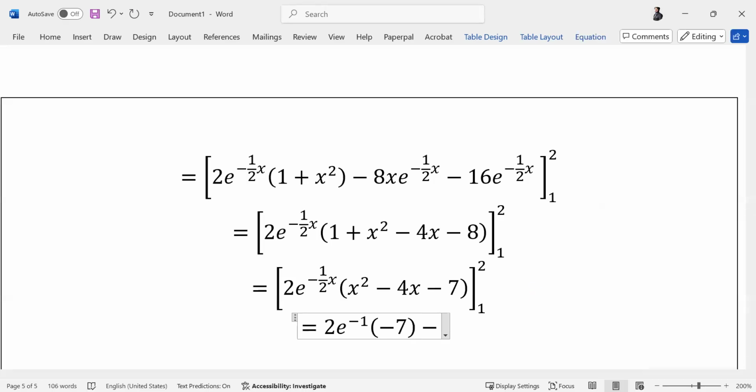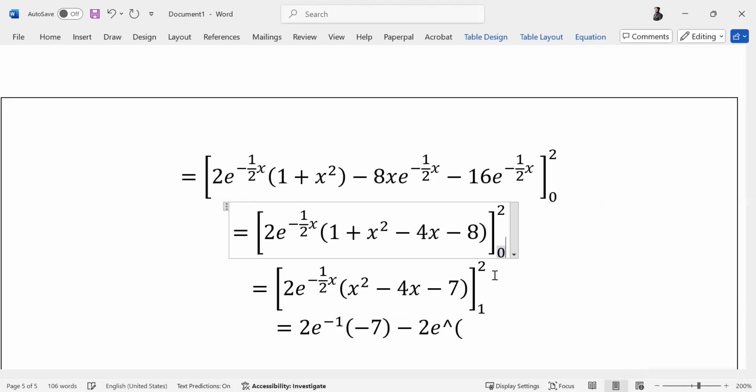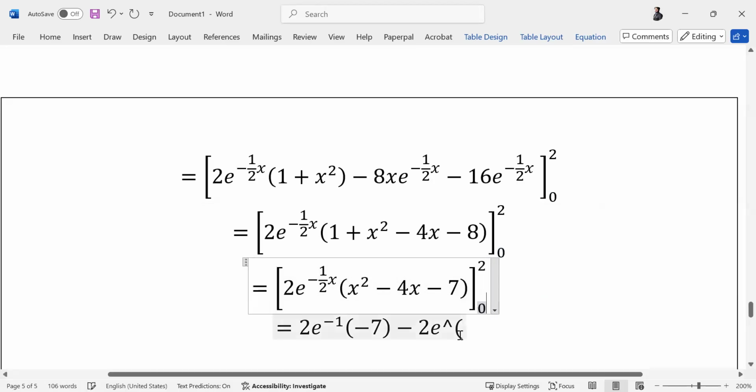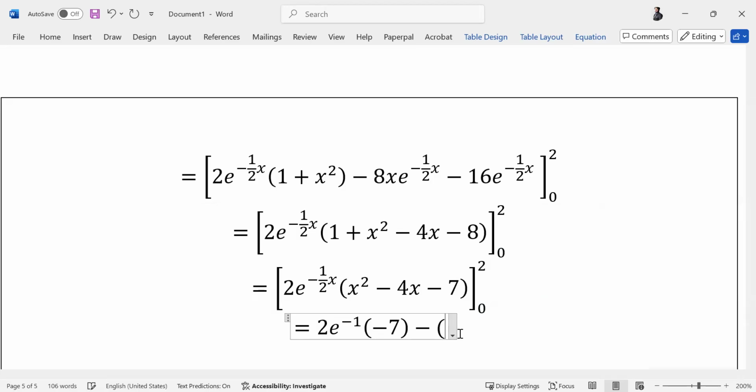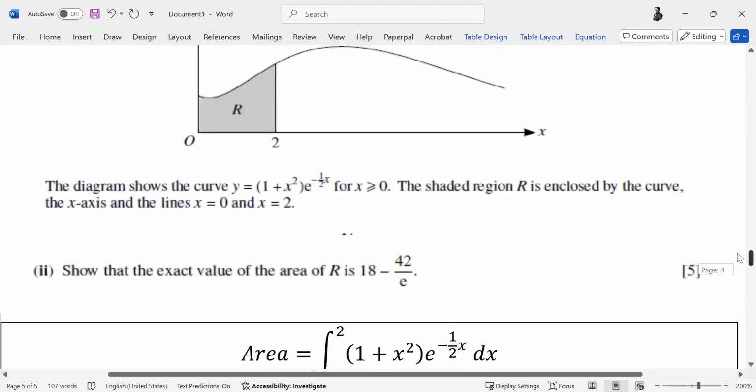Minus lower limit is 1. Isme agar maine 1 daal diya toh 2e to the power minus, sorry, lower limit was 0. I have been putting it wrong. It was 0. Correct it. Peeche bhi correct kar lena. If I put in 0, so 2e to the power 0 is just 2, and then minus 7, so minus 14. 14 minus 7 upon 2e. Is this what we had to come up with?